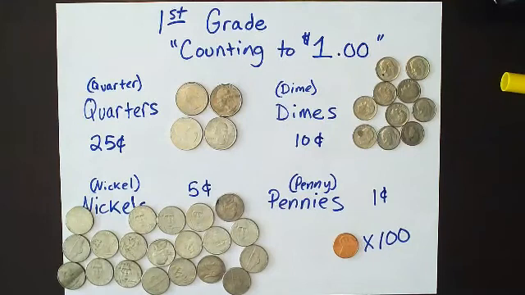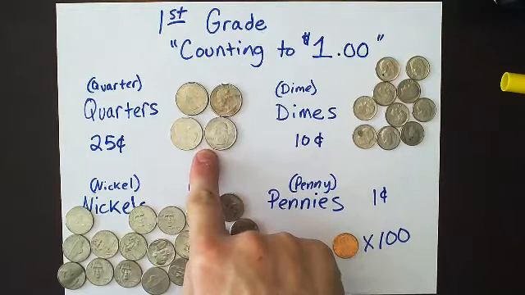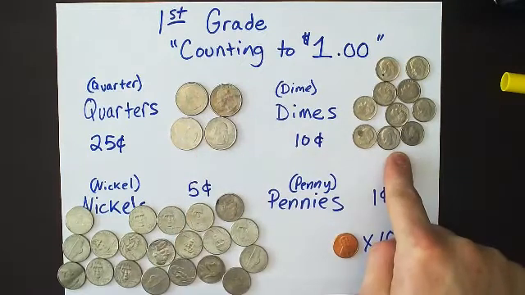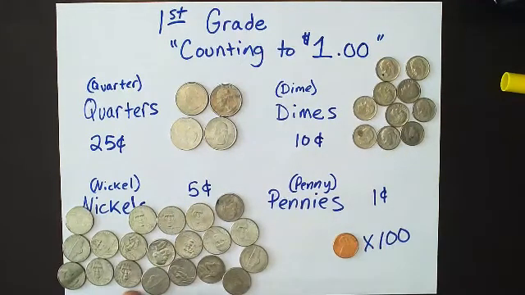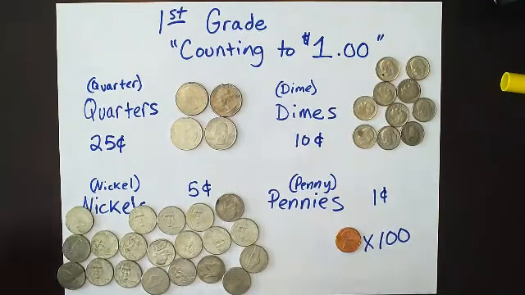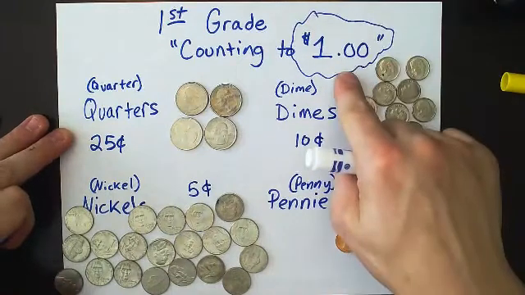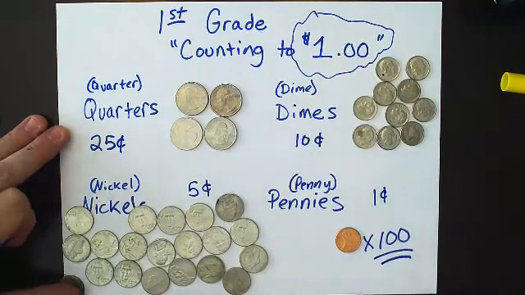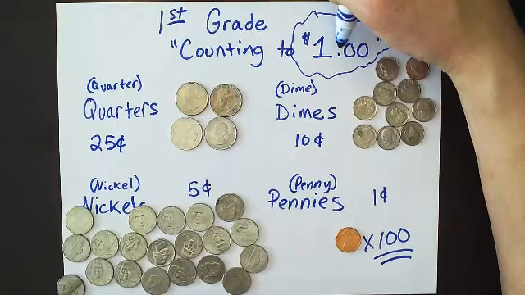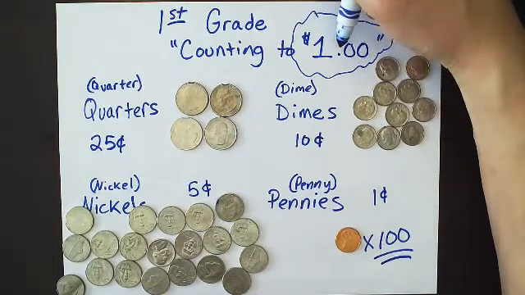What I did here is I have, except for the penny because I can't fit 100 of them on here, 4 quarters equals $1, 10 dimes equals $1, 20 nickels equals $1, and it would take 100 pennies to equal $1. You can see here that $1 looks a lot like the number 100. The only difference is there's a dot right here, which we call a decimal point.